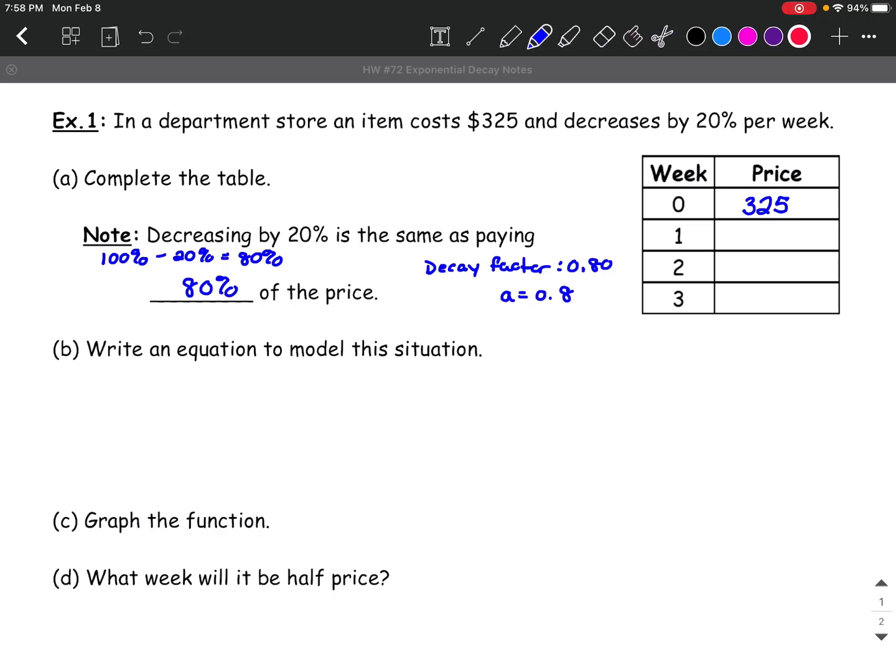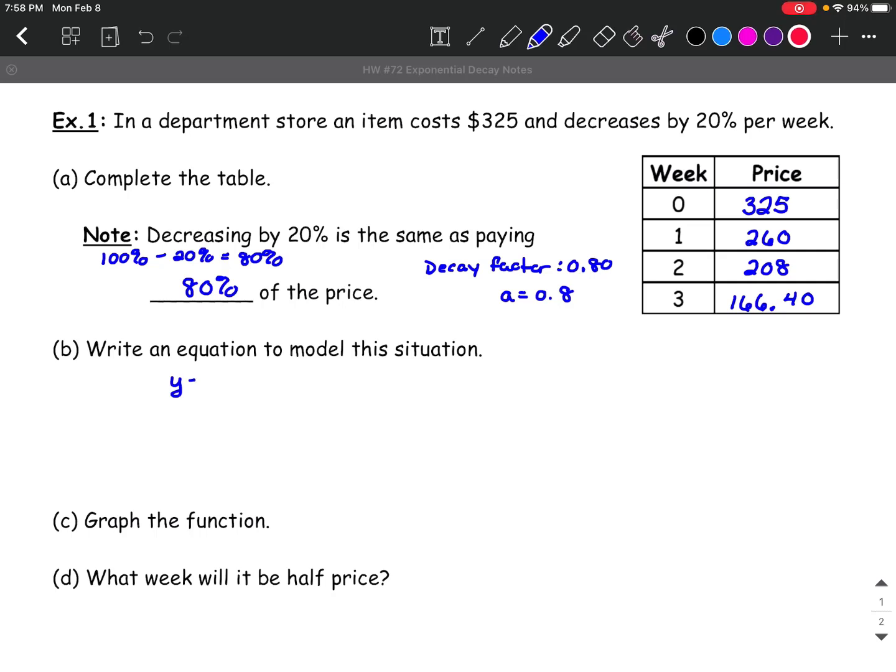So we're going to multiply 325 by 0.8. We'll get 260. Then we're going to take 260 and multiply by 0.8, and we get 208. Now we take that, multiply by 0.8, we get 166.40, and remembering that this is money, we're going to round this to two decimal places. So now we have the prices for the first 3 weeks. Next thing, write an equation to model this situation.